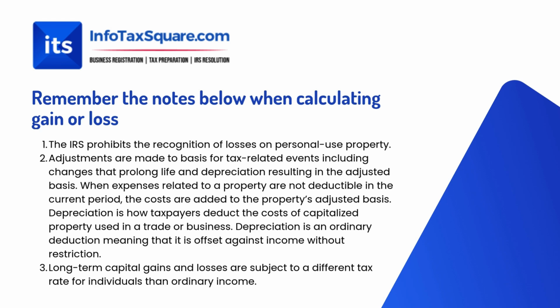When expenses related to a property are not deductible in the current period, the costs are added to the property's adjusted basis. Depreciation is how taxpayers deduct the costs of capitalized property used in a trade or business. Depreciation is an ordinary deduction, meaning that it is offset against income without restriction.